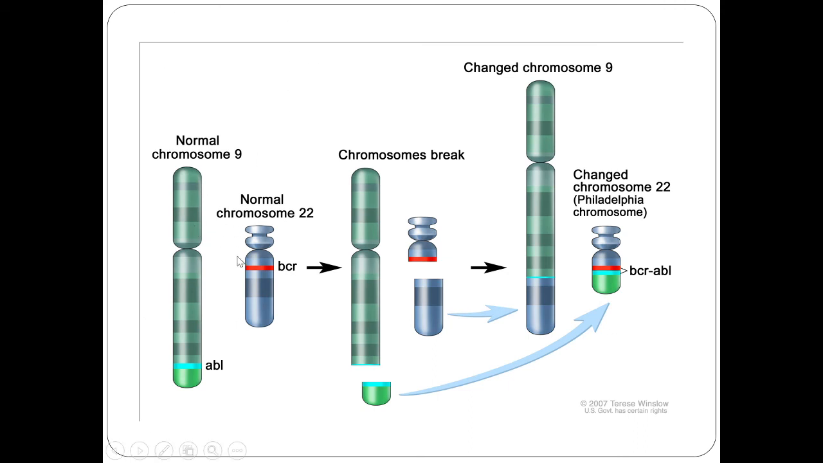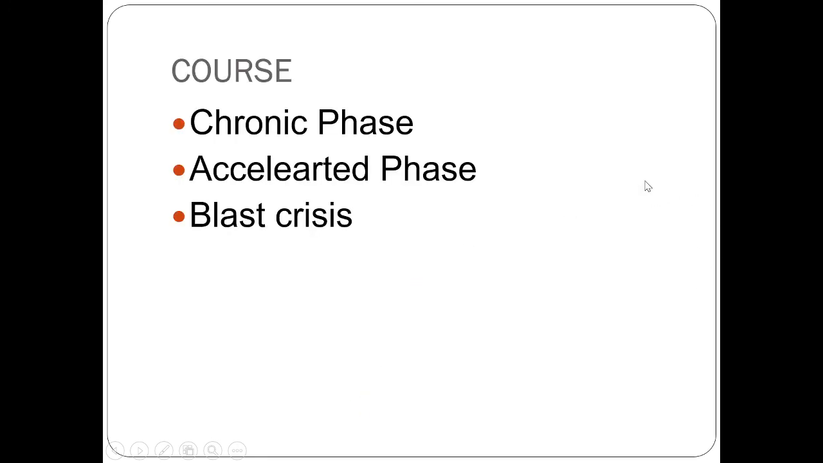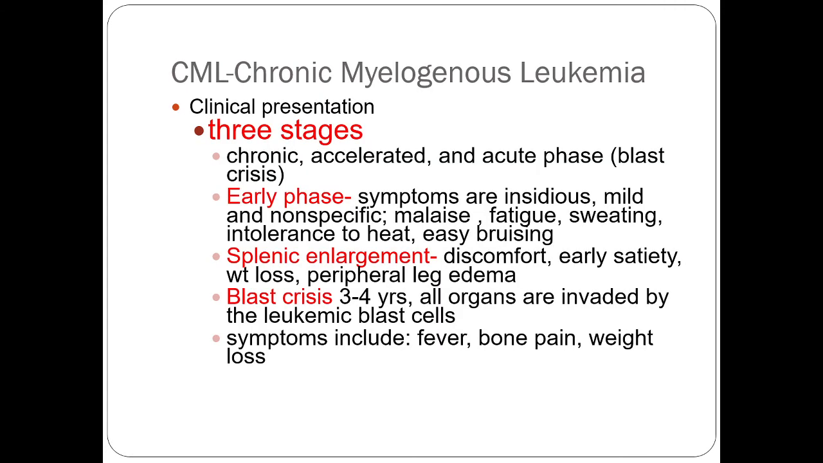Normal chromosome 9, normal chromosome 22. Break at the ABL and BCR and form the BCR-ABL gene. Course chronic phase, accelerated phase, and blast crisis. Early stage symptoms are insidious, mild and non-specific, malaise, fatigue, sweating, intolerance to the heat, and easy bruising. Splenic enlargement causes the discomfort, early satiety, weight loss, peripheral leg edema.